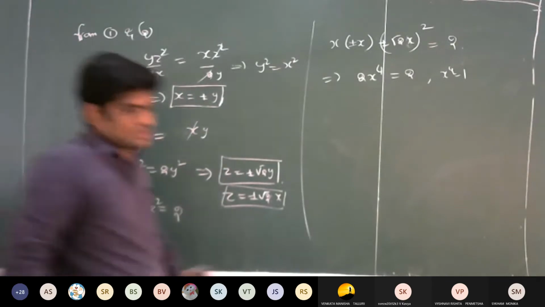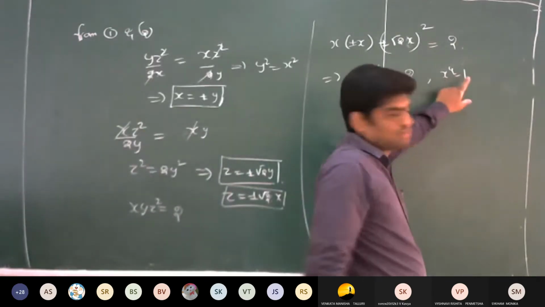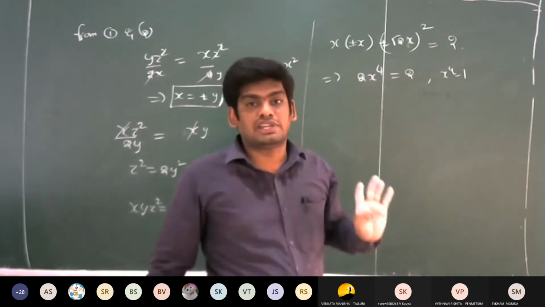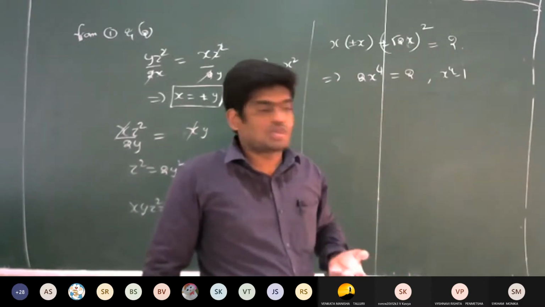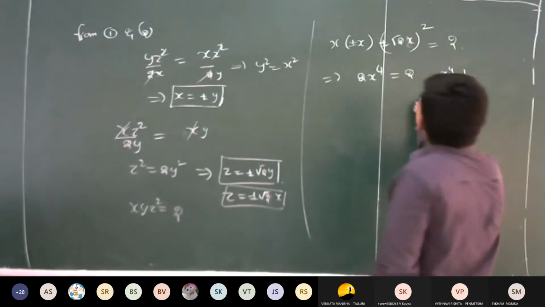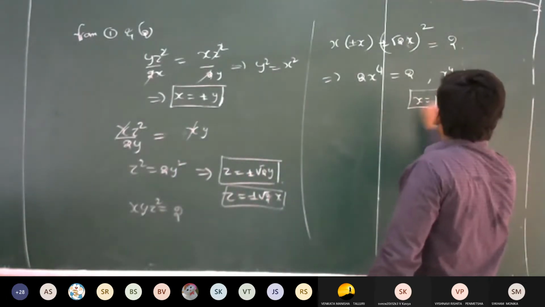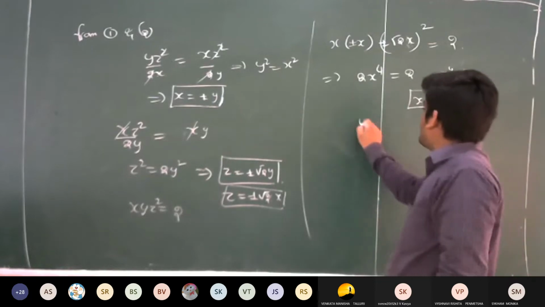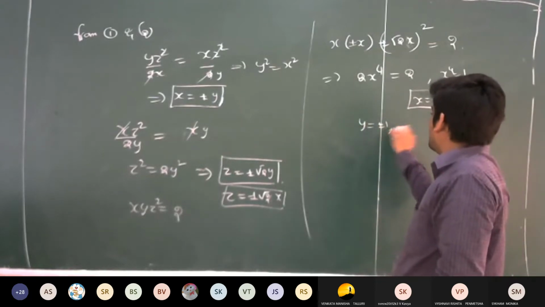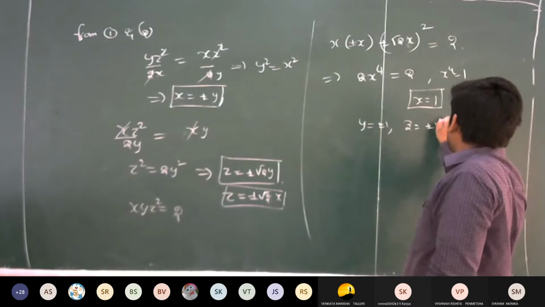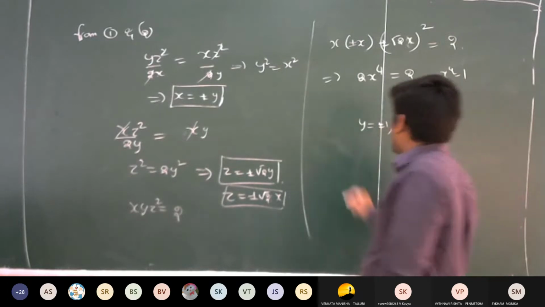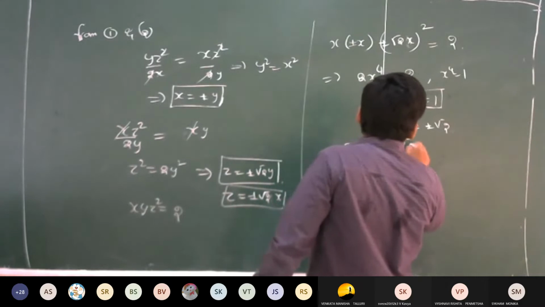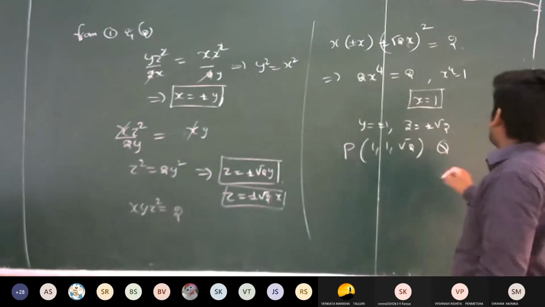So just listen. Here we have x power 4 is equal to 1. That is fourth roots of unity. We are getting the complex roots also. But I am taking x is equal to 1. So what happened? y is equal to plus or minus 1 and z is equal to plus or minus root 2. So I am taking the point P as 1 comma 1 comma root 2 and the point Q.